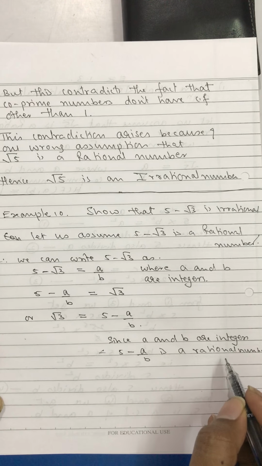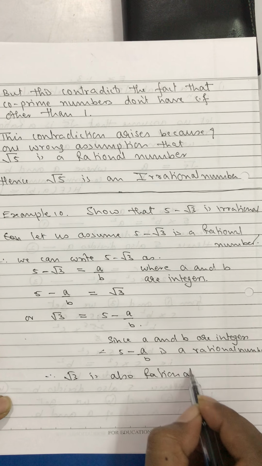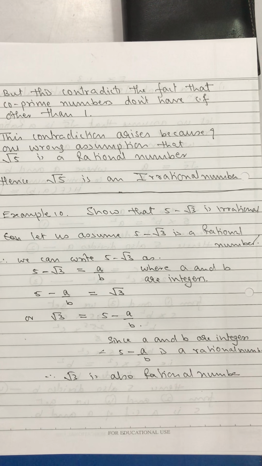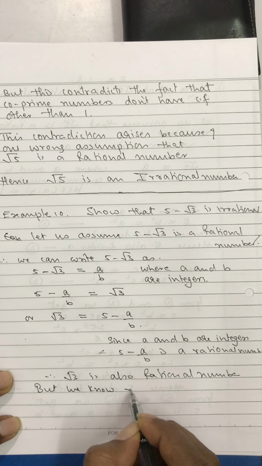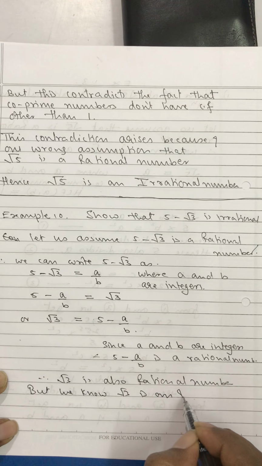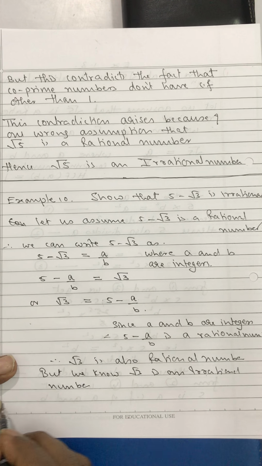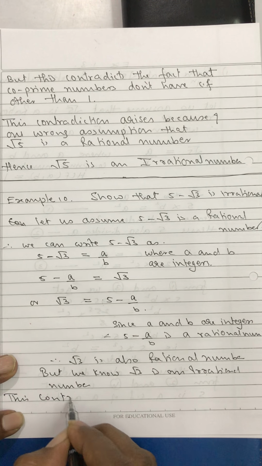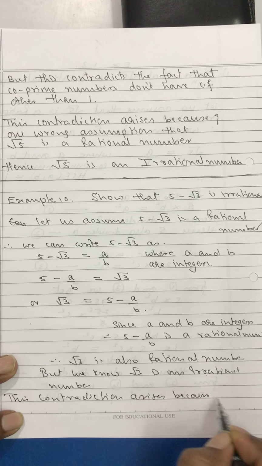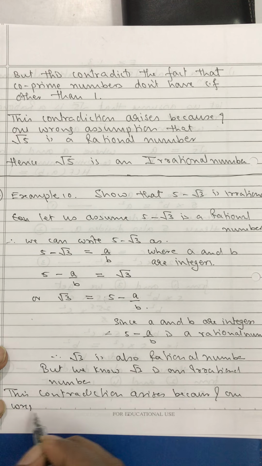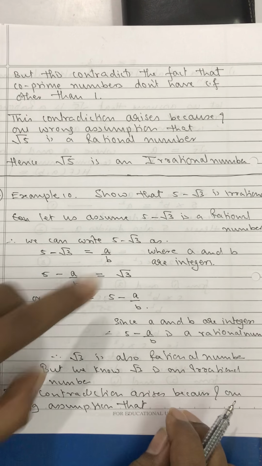Therefore, now this is a rational number. Root 3 is also a rational number. Are you getting this? I hope you are getting. Root 3 is also a rational number, but we know root 3 is an irrational number. Again the same thing. This contradiction arises because of our wrong assumption that, what is the assumption?